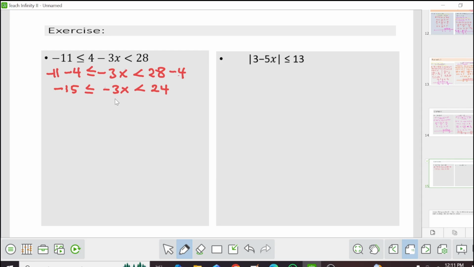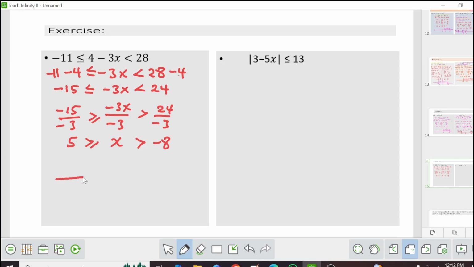Now the next thing is dividing every term by a negative number. This one is minus 3x divided by minus 3, and the operation will reverse. So that's 24 divided by minus 3, and minus 15 divided by minus 3. When you divide, this will give me 5 greater than x greater than minus 8. So this is what you have as the combined inequality.